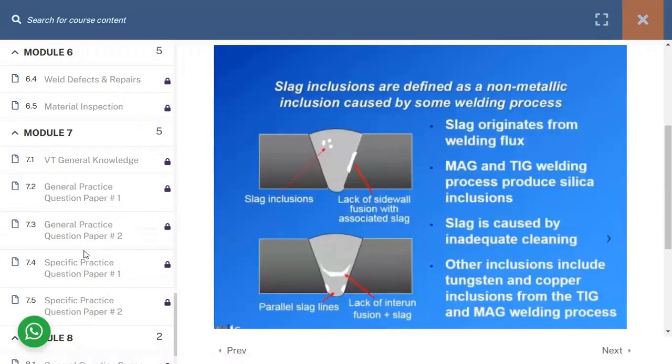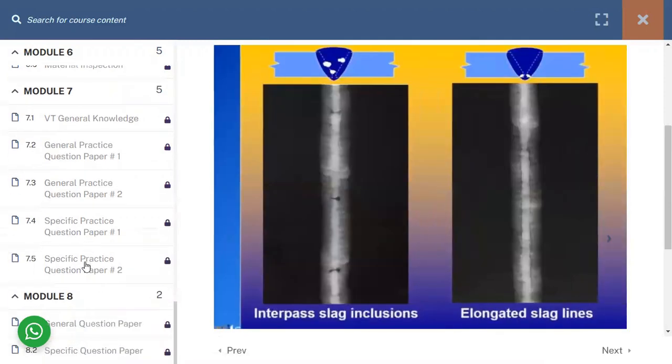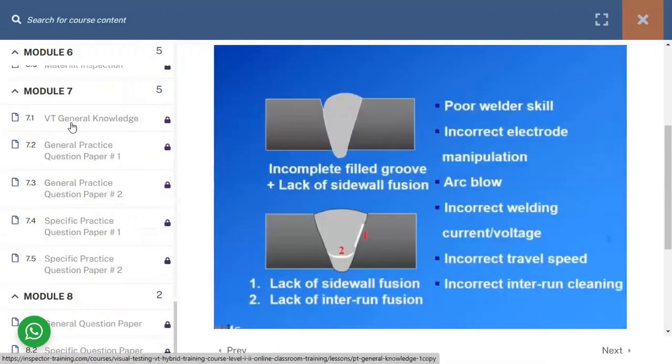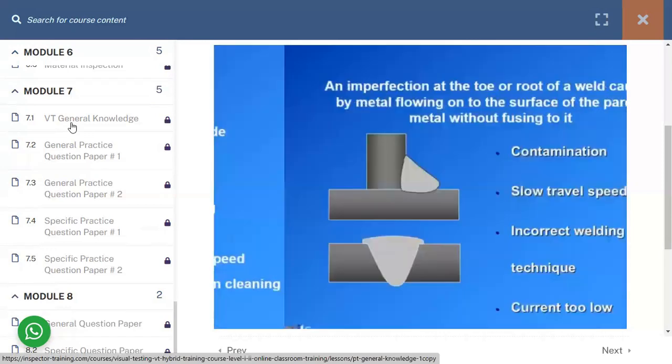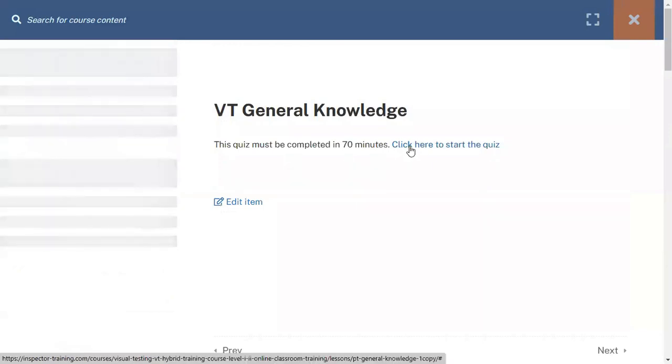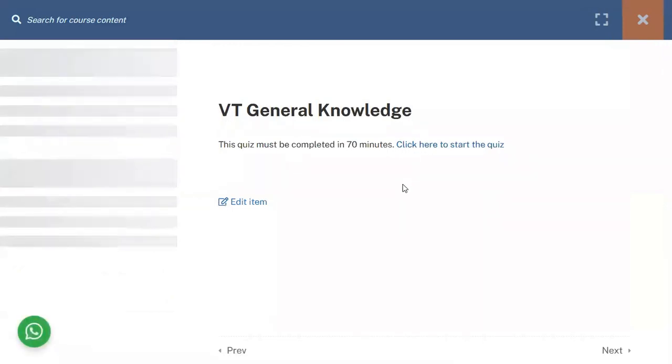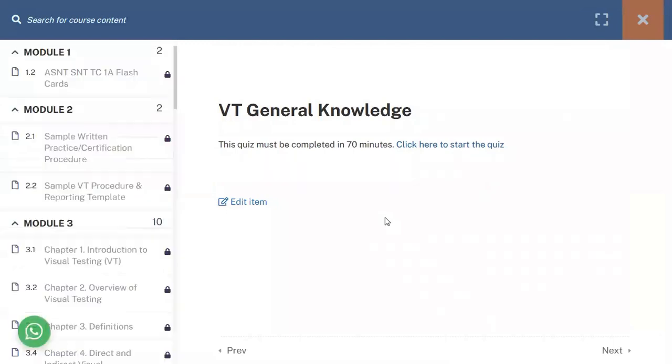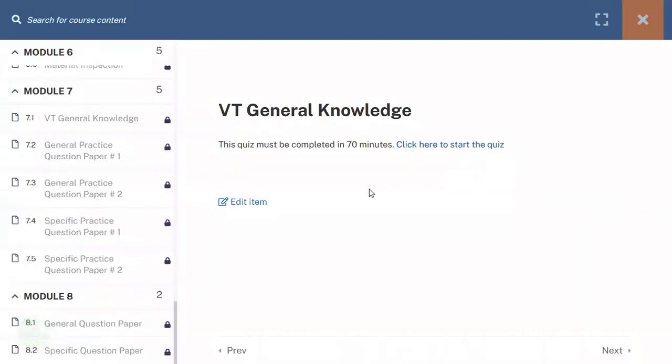And on module 7, we have five sets of practice questions, and we go to just one of them. These are timed and graded just to make you ready for the actual exam. So, for example, this one is 70 minutes. You just click here to start the quiz, and you can jump from question to question. You can see the answer, and also you can flag the questions.